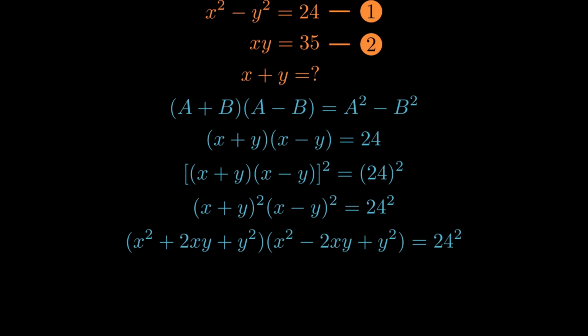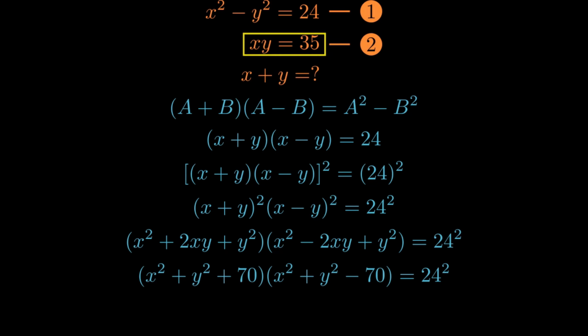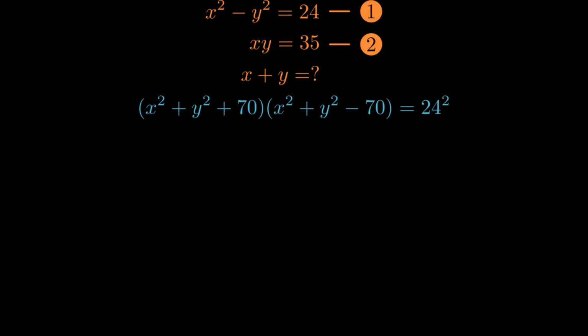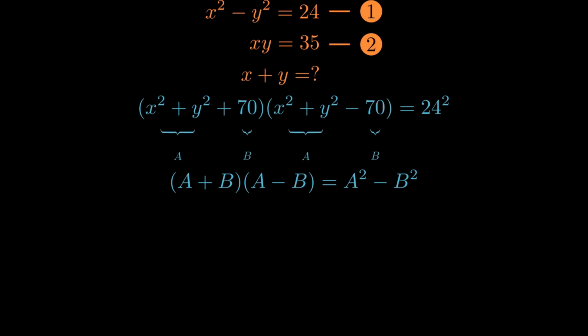Moving on with equation 2, we know that xy equals 35. So, we are going to substitute this in the previous equation, giving us (x squared plus y squared plus 70) times (x squared plus y squared minus 70) equals 24 squared. Now, have you noticed something? As you can see, this is very similar to the identity (a plus b) times (a minus b).